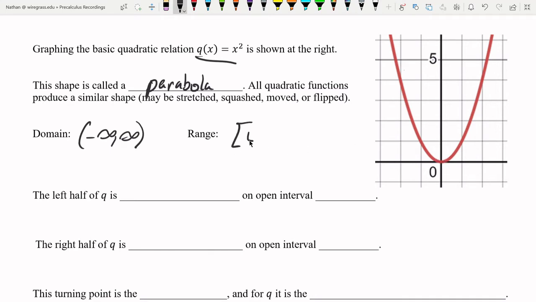So 0 is the smallest value, and the function goes on up towards positive infinity. So everything between 0 and infinity is included.